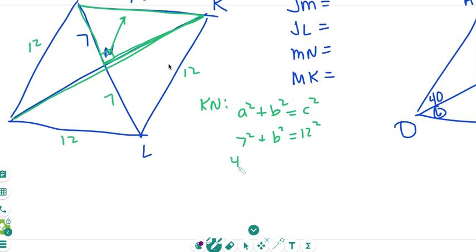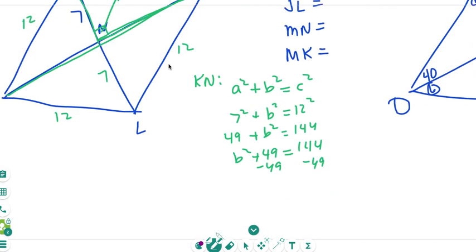That's going to give us 49 plus b squared is equal to 144. B squared plus 49 is equal to 144. Pair out your 49. So now we have b squared is equal to 95. Take the square root of both sides. So b is going to be 9.7.